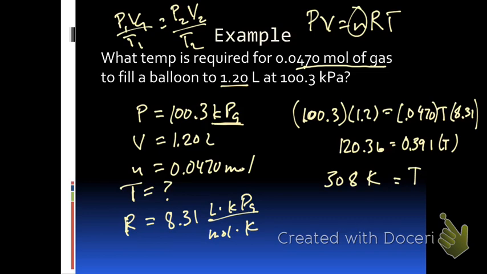You can convert to Celsius if you wanted to by subtracting 273, but you don't have to. But if you wanted to convert to Celsius, you'd get 35 degrees Celsius. It's up to you. I didn't say you had to, so you don't have to. You can keep it in Kelvin.